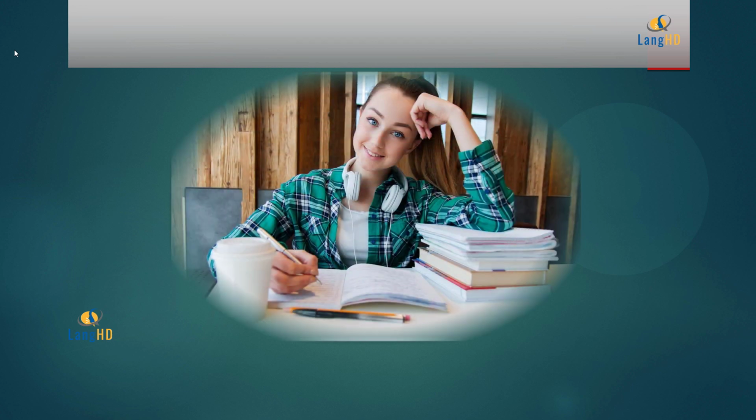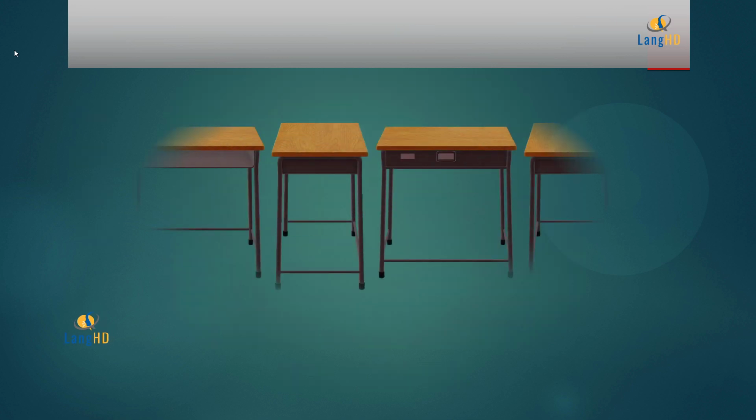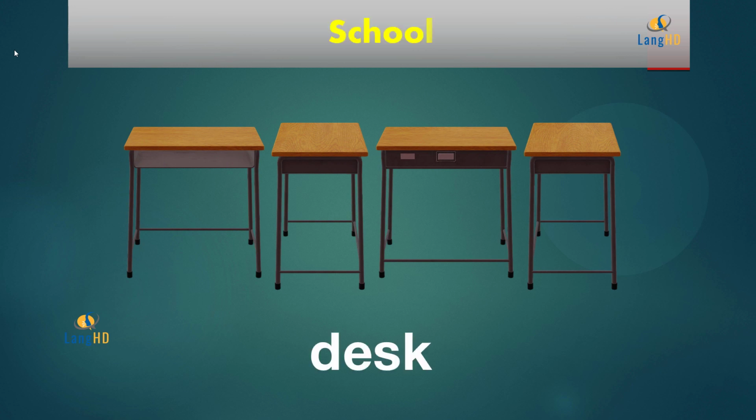Student. A student is a person who is studying at a school or other educational institution. Desk. The desk is a table often with drawers. It's a surface especially for writing and reading or drawing.